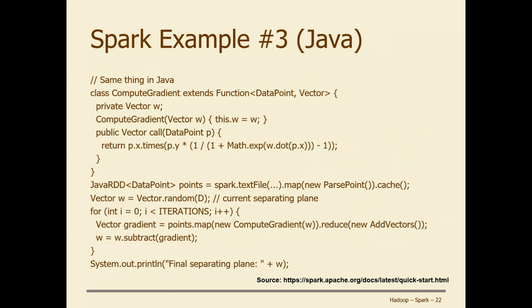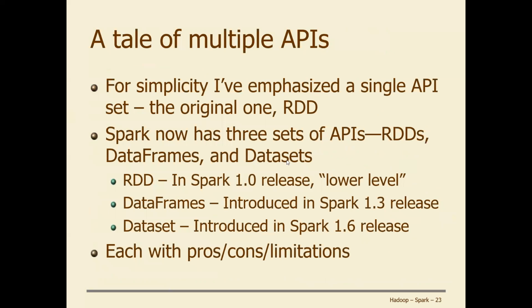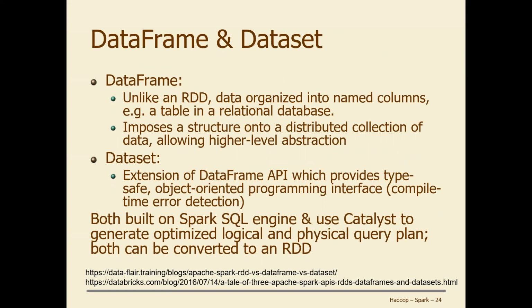This is the same example in Scala. This is the same example in Java. So Spark now has 3 APIs: RDDs, data frames, and data sets. So data sets are the latest one. Each has pros and cons and limitations. The data frame has the data organized into named columns, for example, like a table. So it imposes a structure onto a distributed collection of data, allowing higher level abstraction. So this is the same idea as putting Hadoop data into Hive or into HBase tables, okay? So you can also put Spark's data into tables as a data frame.